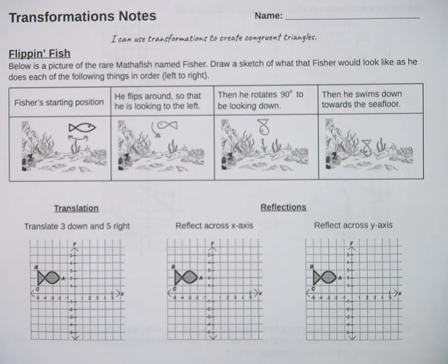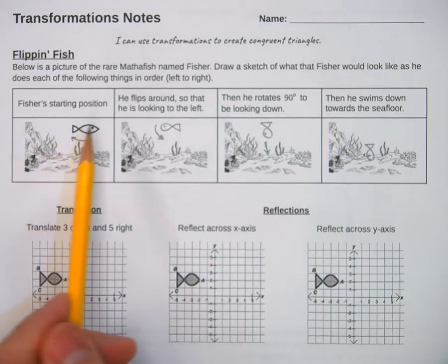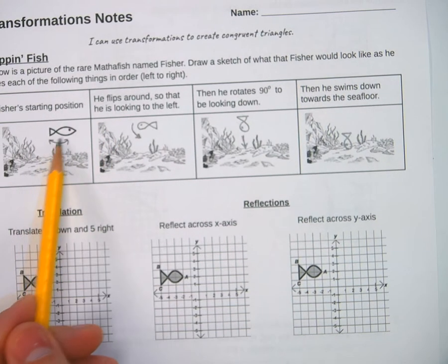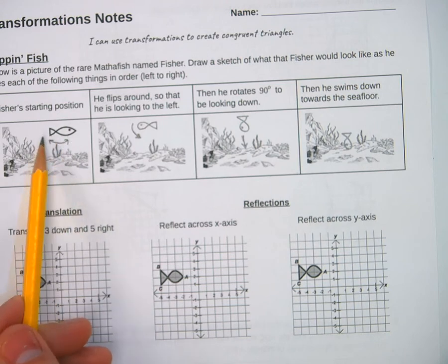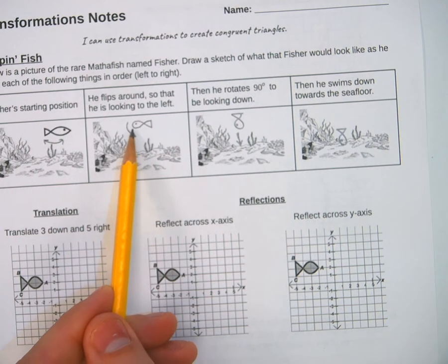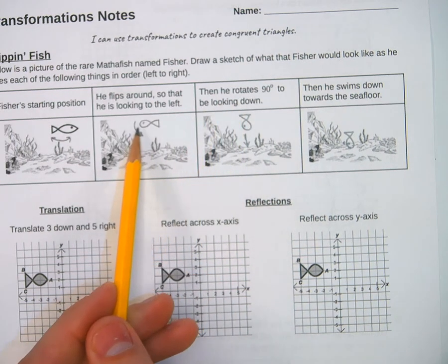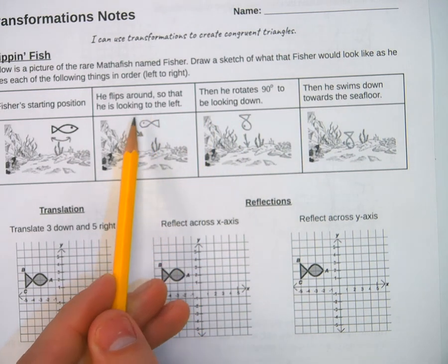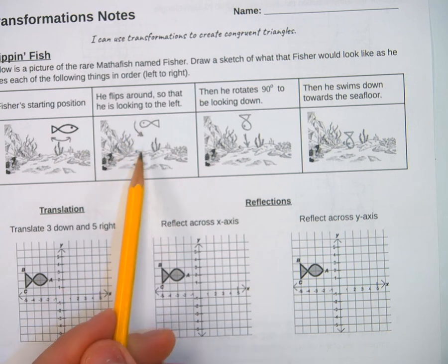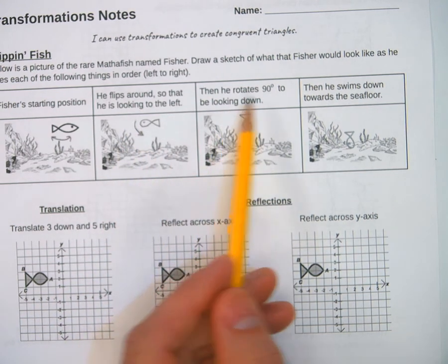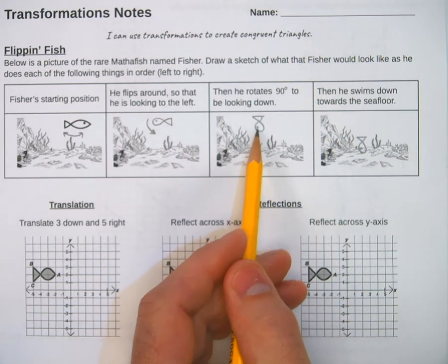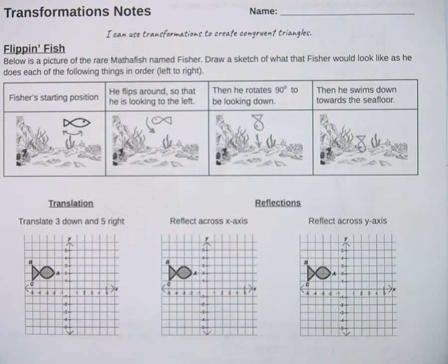All right. So hopefully that's something that kind of looks like this. That first he flips around, so he's looking left. So I need to take this picture of the fish and flip it around. So now it is facing to the left. And then he rotates 90 degrees to look down. So if I rotate 90 degrees this way, he'd be looking up. I need to rotate it down so he's looking downward. So you get this. And then it says he swims down towards the sea floor. So I just move it on down here towards the sea floor.